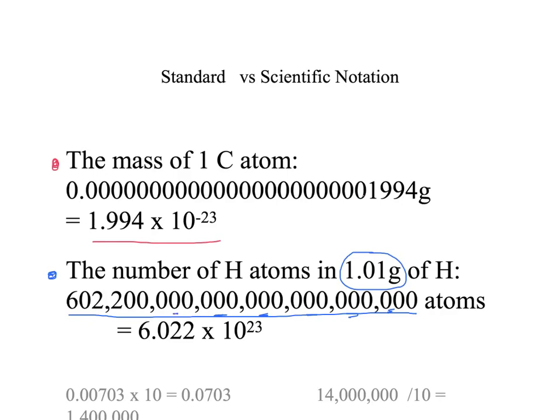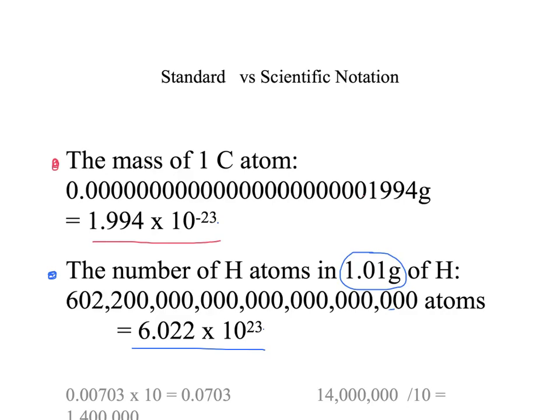Scientific notation takes that exact same number and writes it in a much more compact form. By the way, it's just coincidence that these both have 23 as their exponent. That's not always the case. I just happen to pick two numbers that work that way. Okay, so now let's look at this in more detail.